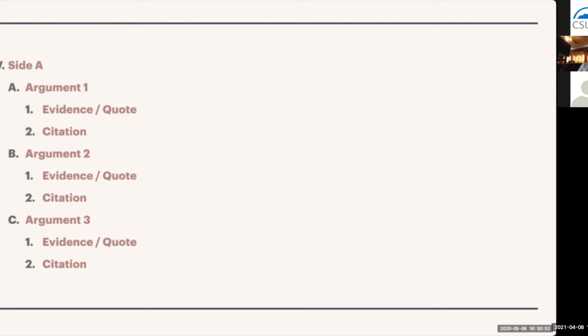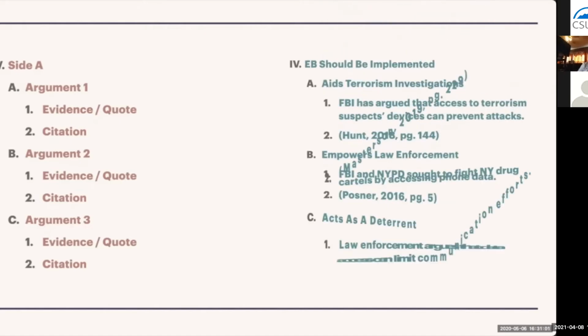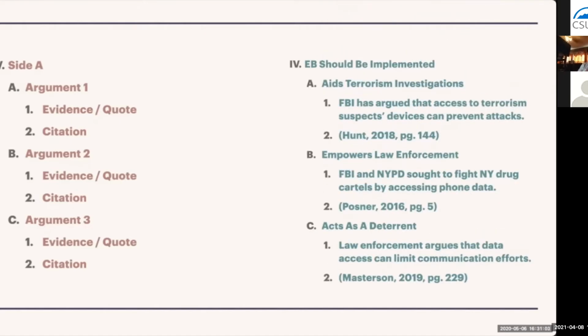So side A, argument 1, evidence or quote, and then your citation, and so on and so forth. So let's look at this in practice. So encryption backdoors should be implemented. While this aids terrorism investigations, the FBI has argued that access to terrorism suspects' devices can prevent attacks. Hunt, 2018, page 144. Or how it empowers law enforcement or acts as a deterrent. You notice that we're putting in citations and paraphrases from different articles and different places, making sure to give attribution to the author.